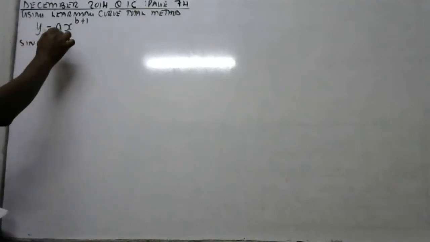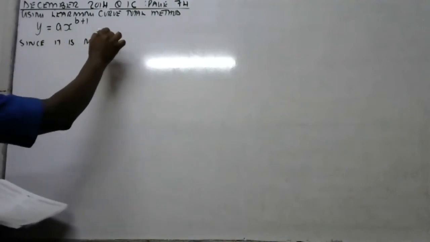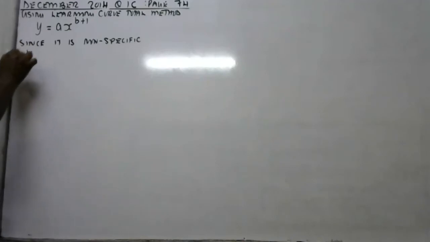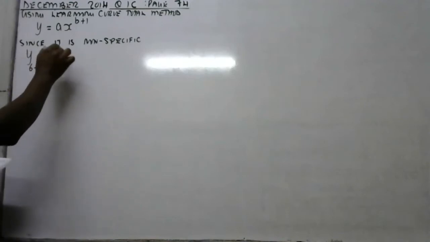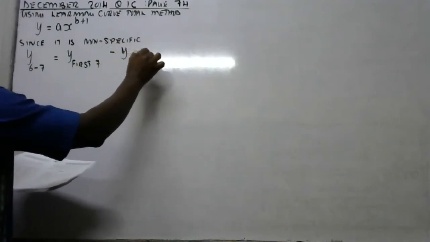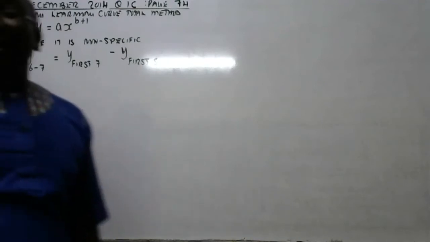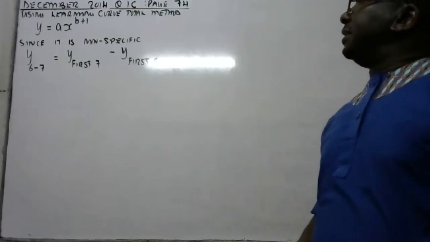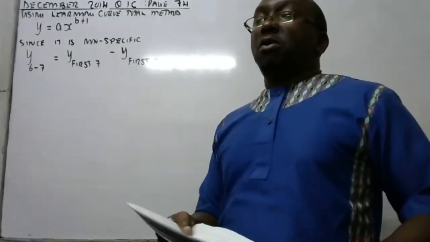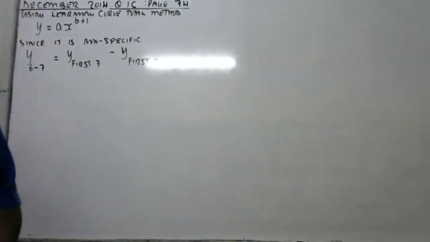Since it is non-specific, y for the 6th and 7th will be y for the first 7 minus y for the first 5. If you say the first 6, you will leave out the 7th, so you must then work out the 6th separately. Still okay, but now you have more work. But finally, you get the same answer. So, having laid that foundation, because these figures depend on the department, we can start with assembly.